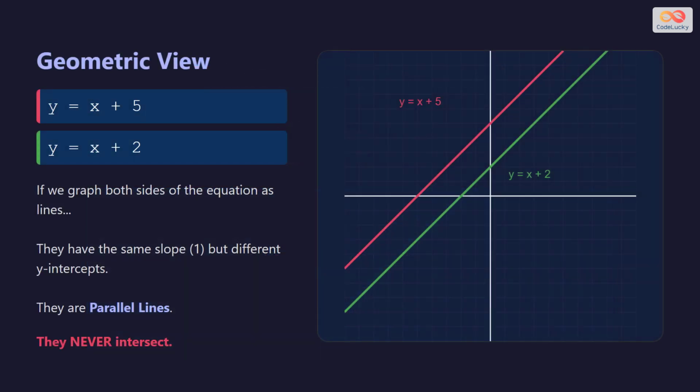We can also understand this visually. If we graph the left side, y equals x plus 5, and the right side, y equals x plus 2, we get 2 lines. Notice that they have the same slope but different heights. These are parallel lines. Because they are parallel, they will never intersect. No intersection means no solution.